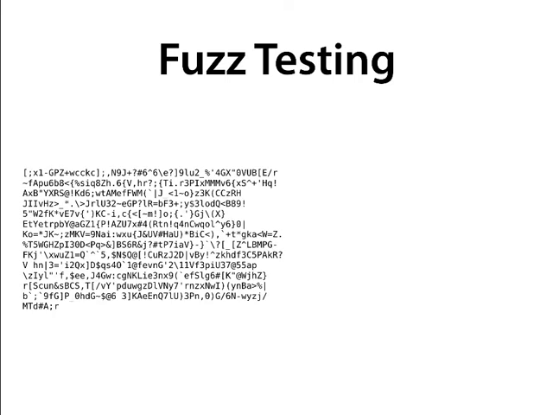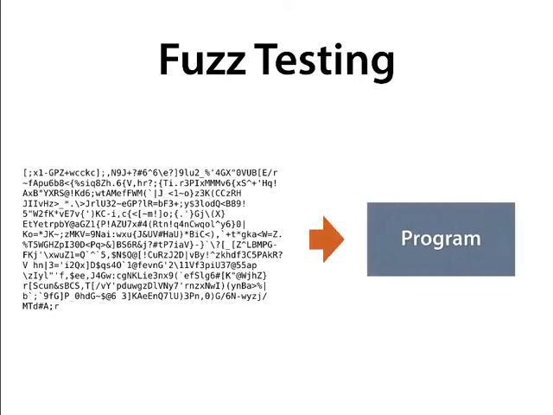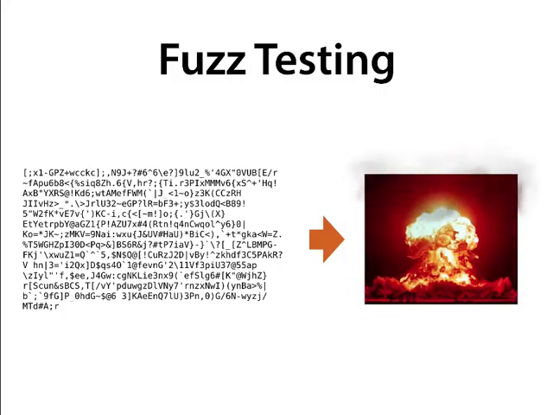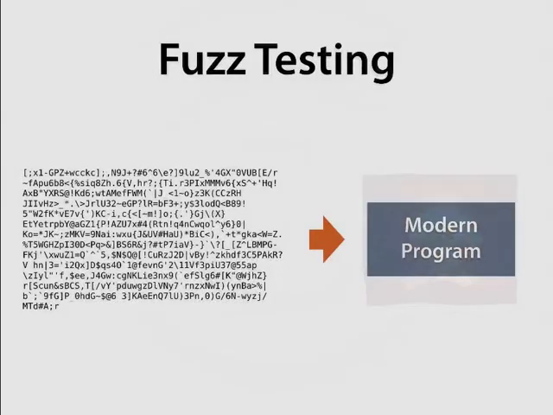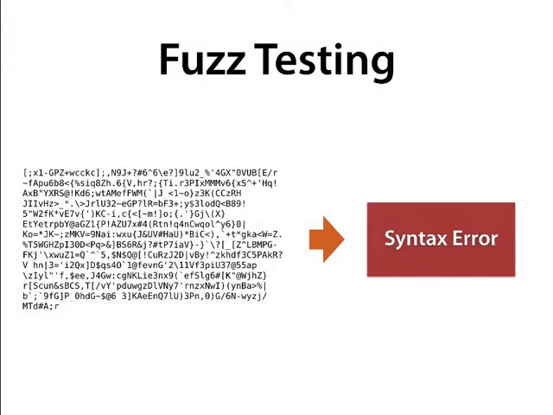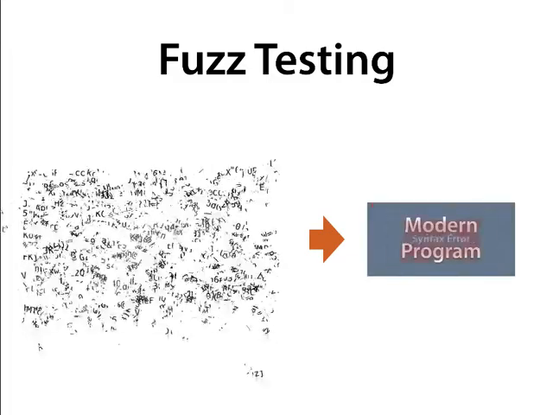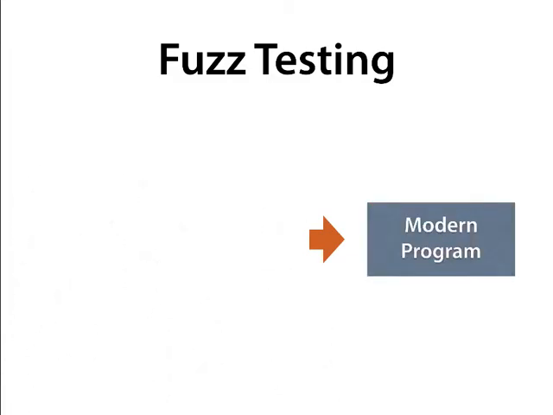Fuzz testing is a means of testing computer software. The idea is that you create a bunch of random strings and you feed them into a program that would then crash. This worked pretty well until the late 2000s. Modern programs, though, are more robust. When faced with garbage input, they simply bail out. No fuzz testing for you.